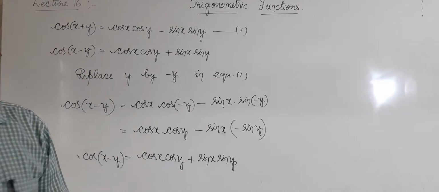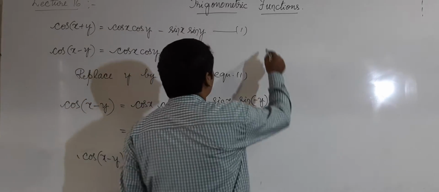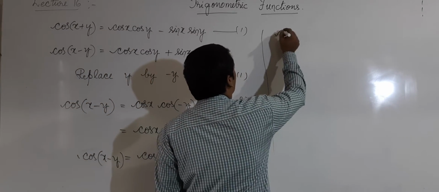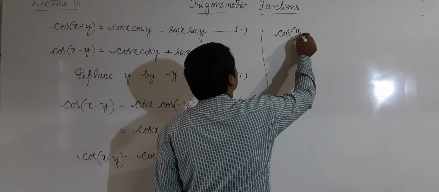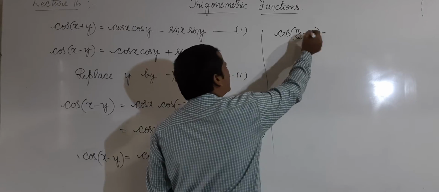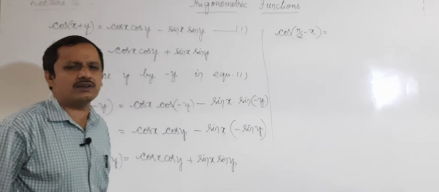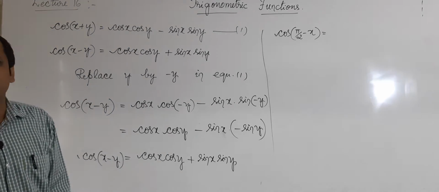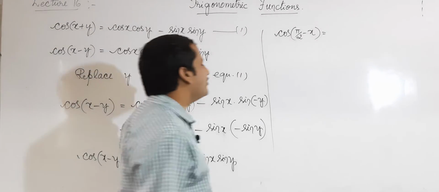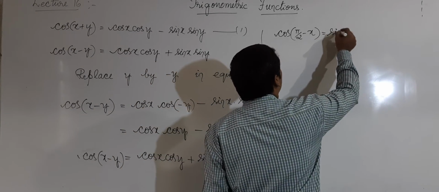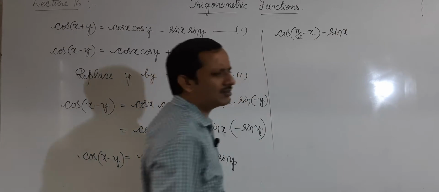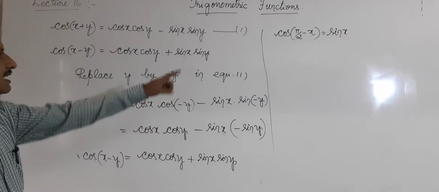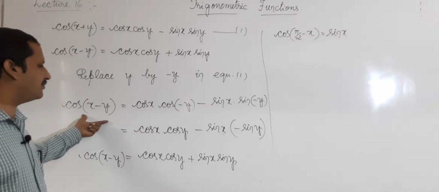Okay. Next, what is cos(pi/2 - x)? This is nothing but cos(90 - x) or cos(90 - theta). You already know the formula, cos(90 - theta) is equal to sin theta. This can be obtained by using this formula also. So, cos(pi/2 - x) is equal to sin x. That result can be obtained by using this formula.